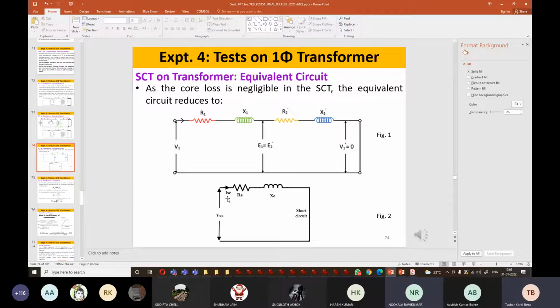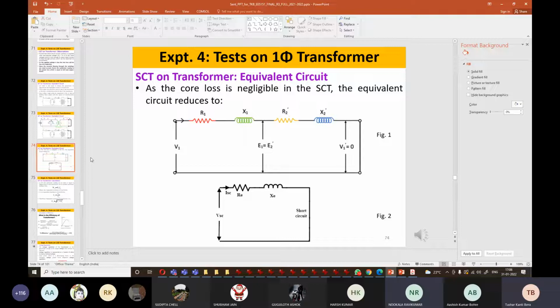So there will be one voltmeter and one ammeter. Those two will read these parameters, and we will have a wattmeter connected also, which will read the power, that is the short circuit power consumed by the transformer. So this is about all the circuit calculations that we will learn after seeing the video.